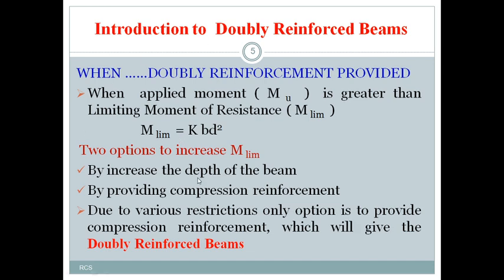So increasing the depth of the beam is one option, and the other option is providing extra steel in the tension zone. If you provide extra steel in tension, what will happen? The section will become an over-reinforced section. But as per the theory of the over-reinforced section, the concrete reaches its yield first, before the steel reaches its yield.